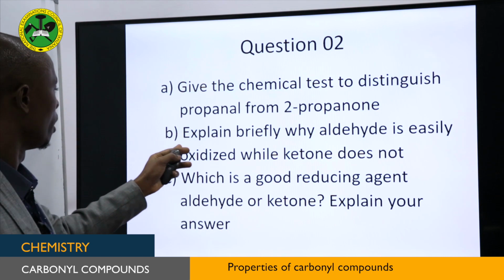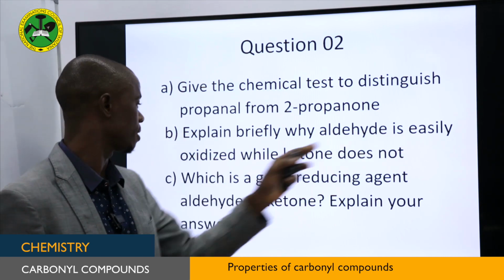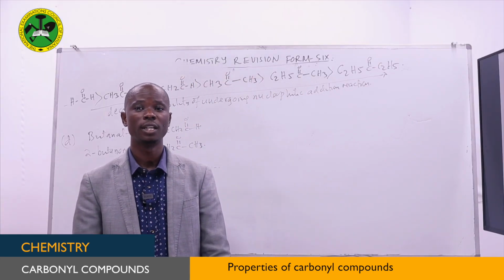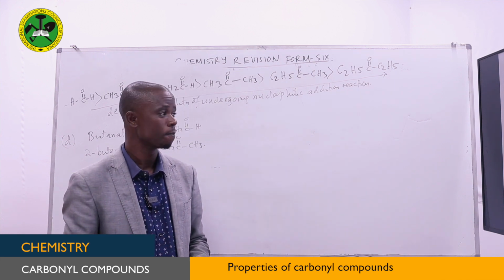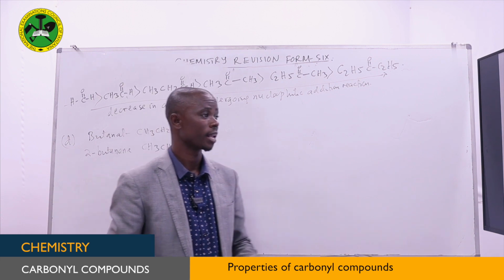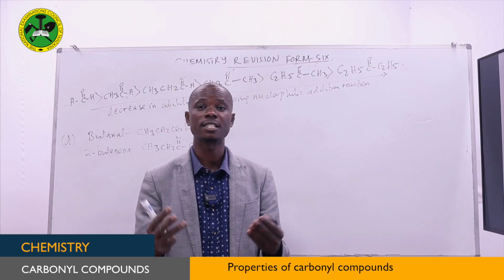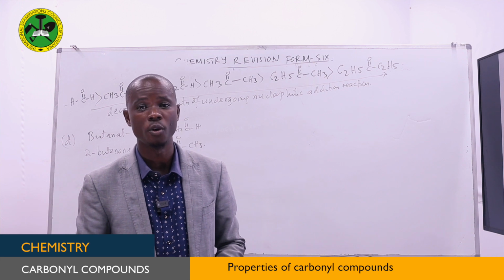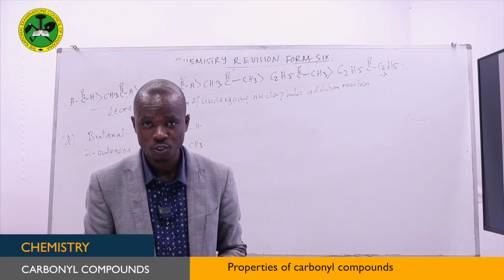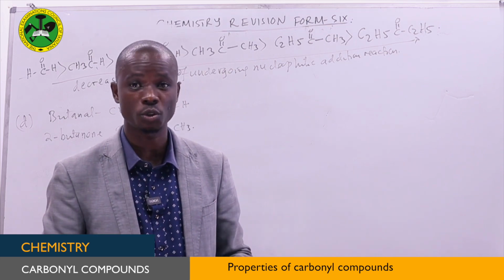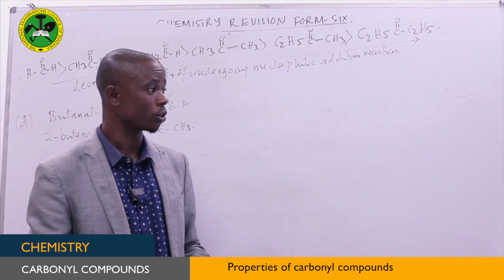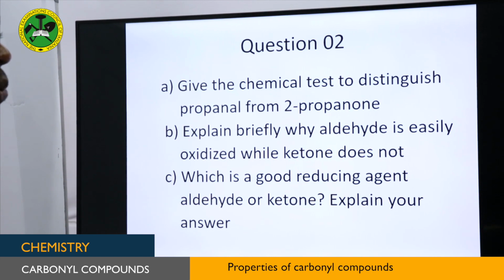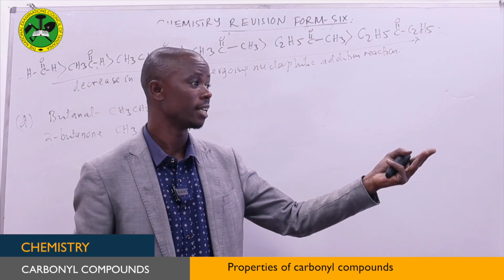But B says, explain briefly why an aldehyde is easily oxidized while a ketone does not. Now, my dear students, I'm sure that we were together from the first presentation, in the introductory part of the introduction, I said an aldehyde is easily oxidized because it is a strong reducing agent. Why a strong reducing agent? I said because the carbon containing the carbonyl group is bonded to a hydrogen atom. So that makes that compound a strong reducing agent, so it can be easily oxidized. But a ketone resists oxidation. Why? Because the carbon with the carbonyl group is lacking a hydrogen atom. So that's why that one does not.